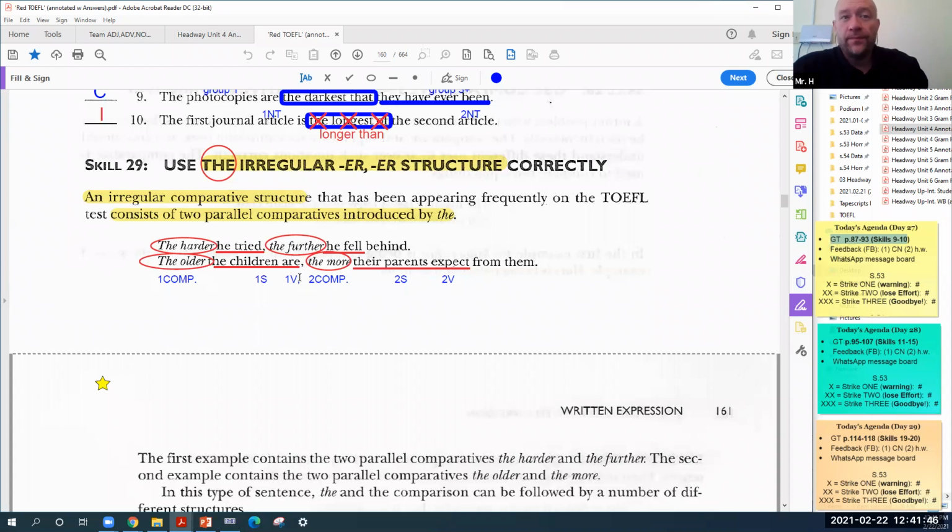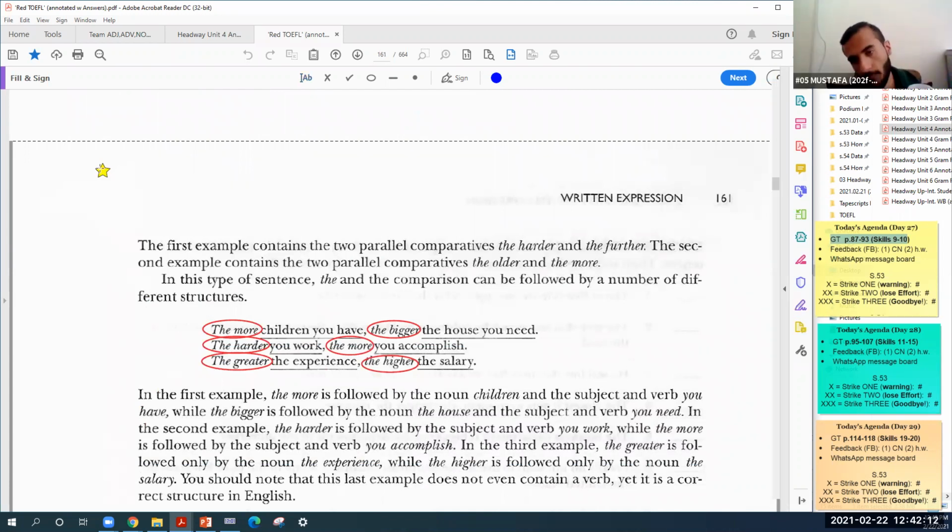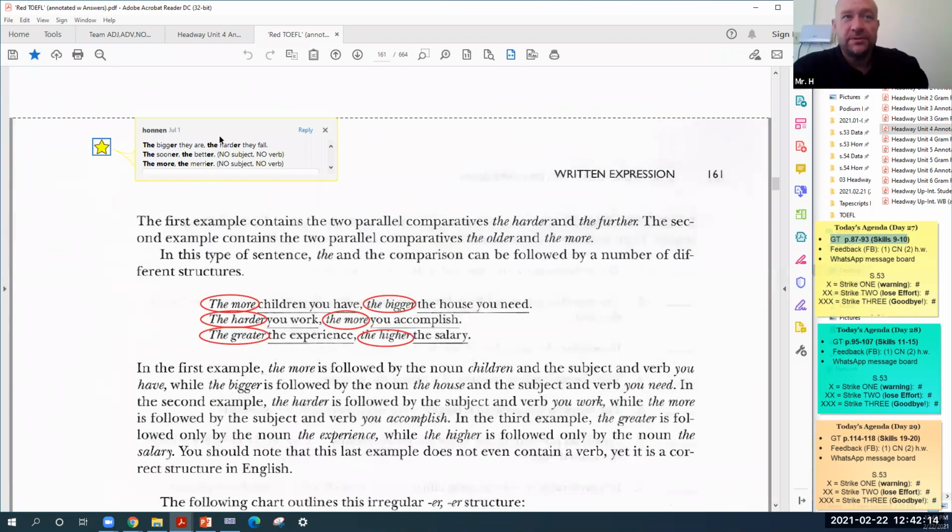Okay. Now, what about the first example? Is it different, or is it the same structure? The first example, the harder he tried, the further he fell behind. Same or different? Same, right? Same structure. All right, Mustafa, I want you to read this example. The bigger they are, the harder they fall.